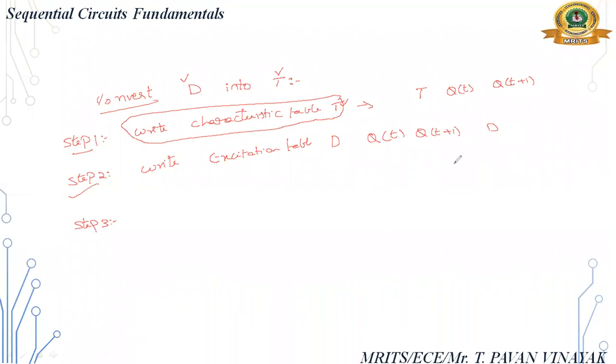Now what do you have to do? Compare this Q(t) and Q(t+1), meaning present state and next state of T, and present state and next state of D. Compare this and this, and write down the D values. Step 3: compare present state and next state of the characteristic table and excitation table.